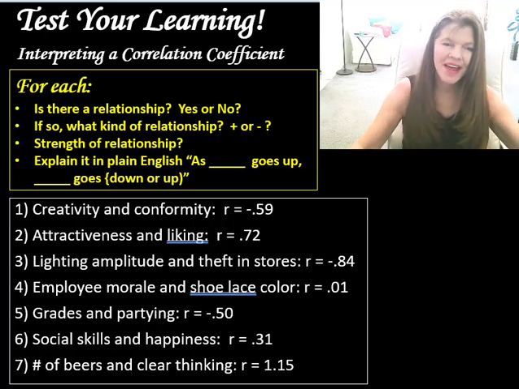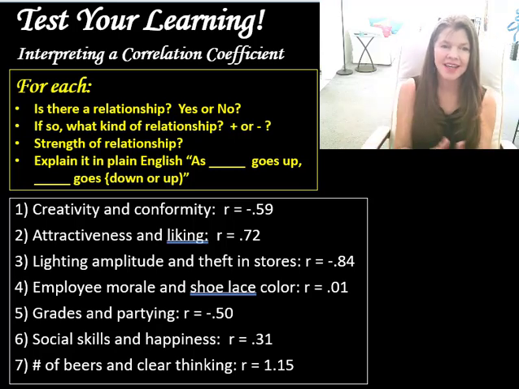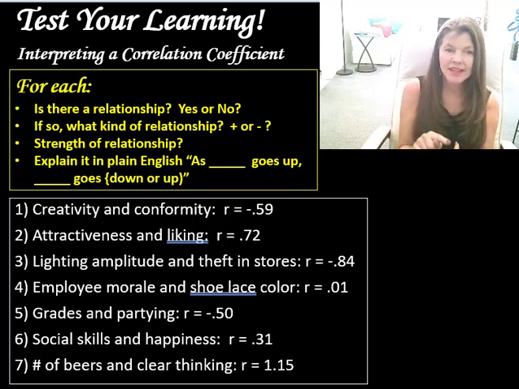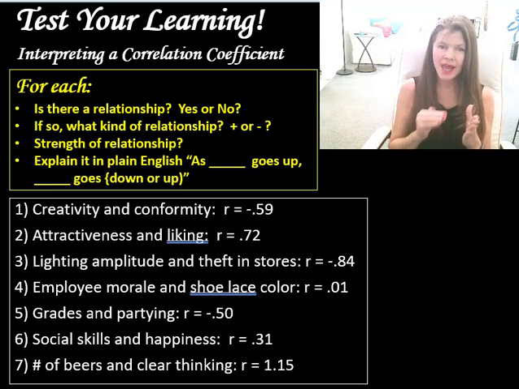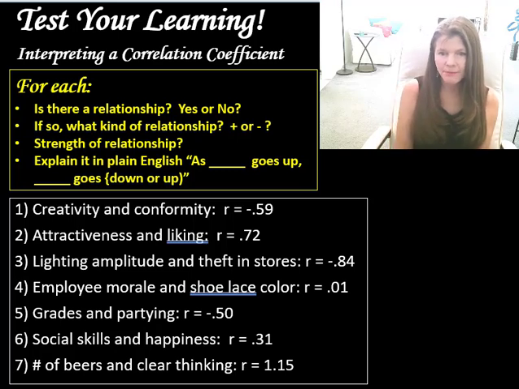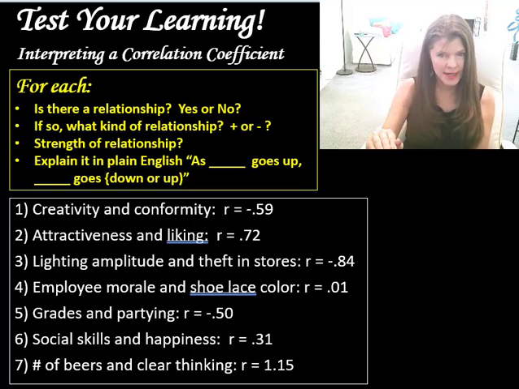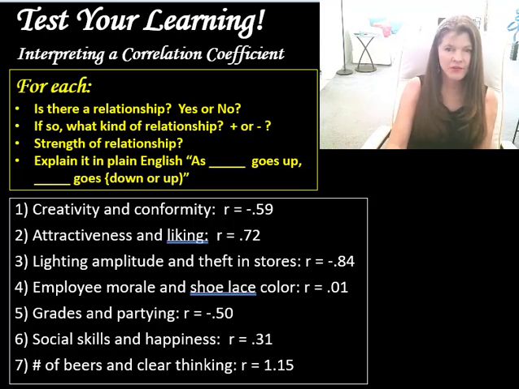Okay, time is up. So let's review these answers and see if you got them right. So number 1 is yes, negative, moderately strong. And then for the 4th bullet point, as creativity goes up, conformity goes down. And that, by the way, is why it's called the negative correlation coefficient or a negative relationship, right? If both went up or both went down together, it would be positive, a positive relationship.